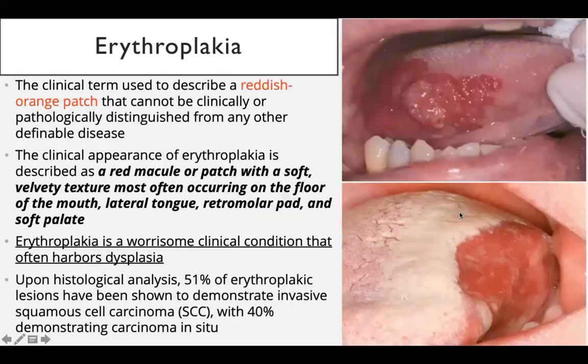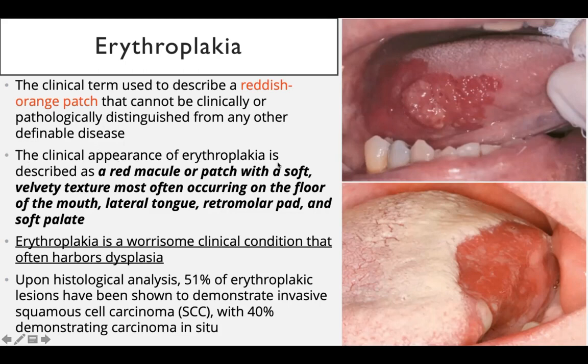And the second is erythroplakia. How is it different? Erythro, because this is a reddish orange patch. The clinical term used to describe a reddish orange patch that cannot be clinically or pathologically distinguished from any other definable disease. So same as leukoplakia, it's a diagnosis of exclusion.